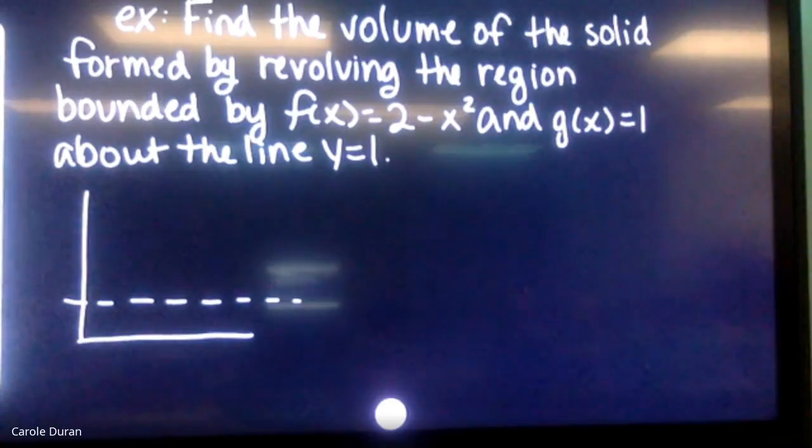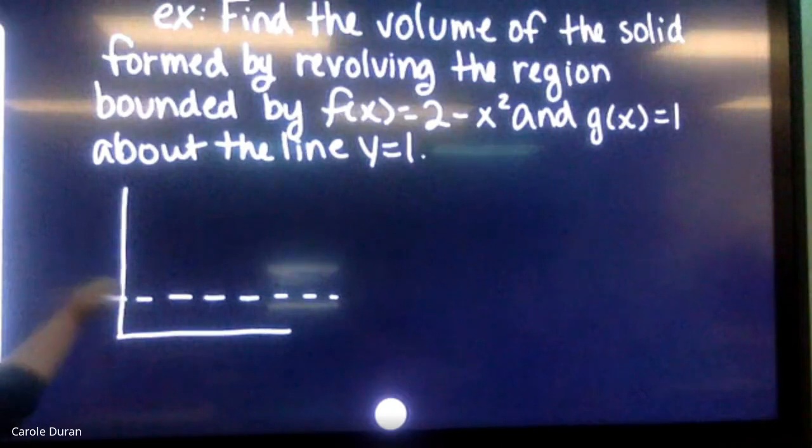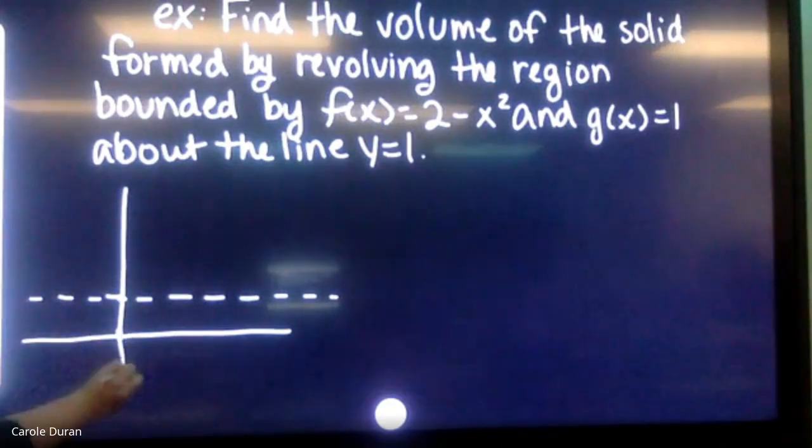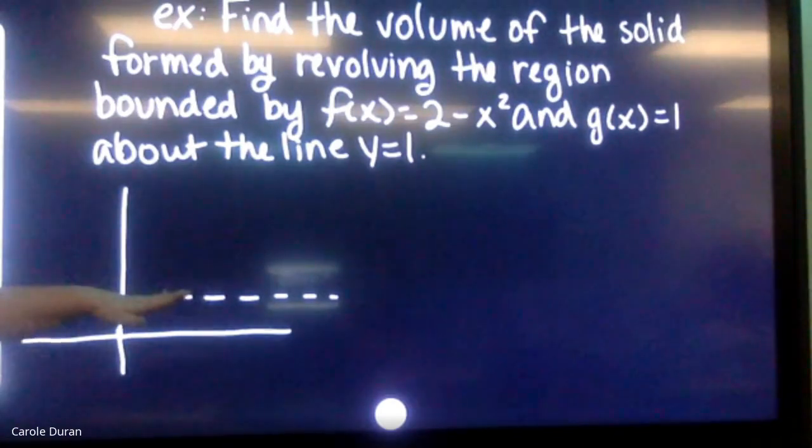And then the rest of it is bounded by 2 minus x squared. So I have to graph 2 minus x squared. I'm confused about the g of x equals 1. What about it? Why is it there? Because that tells me that I'm not going below 1. G of x is the same as y.